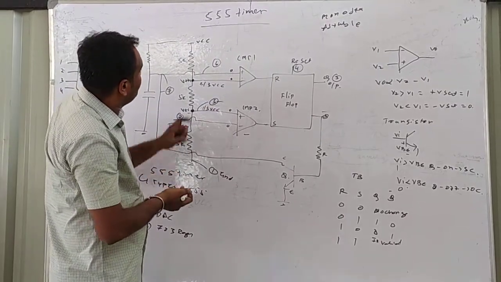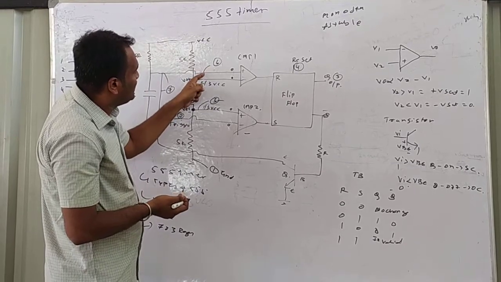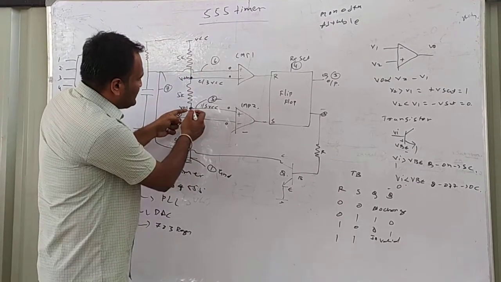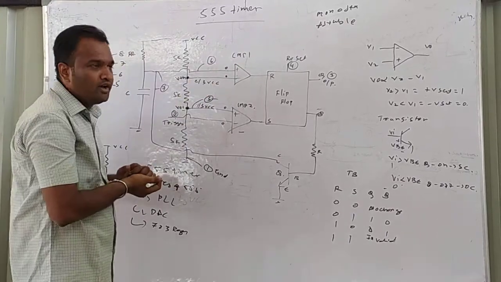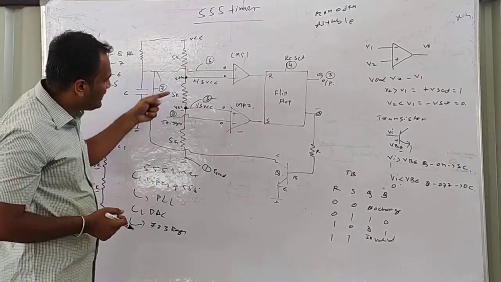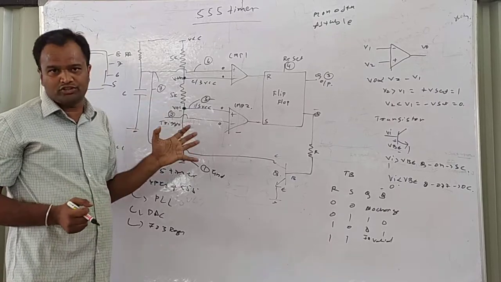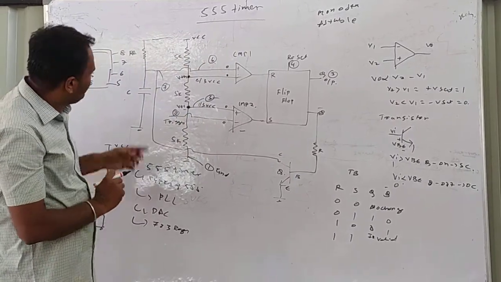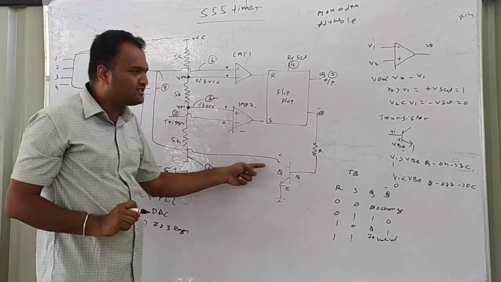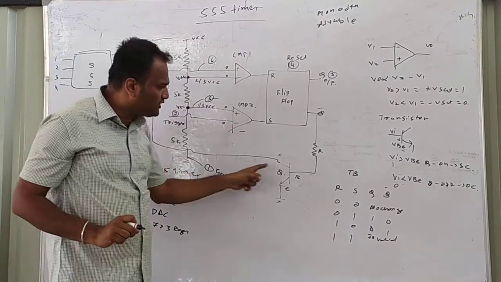Then pin number 6 is actually the threshold voltage. Pin number 5 is control, and pin number 6 is threshold. Again, I will tell you, pin number 6 and pin number 2 are nothing but inputs. Then pin number 7 is the discharging pin. It is always connected with a transistor.